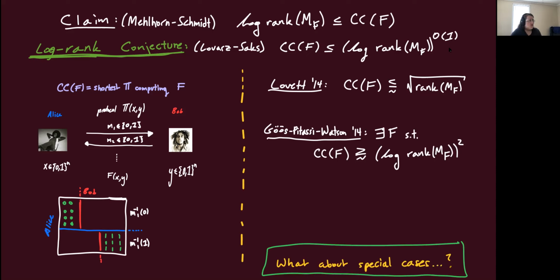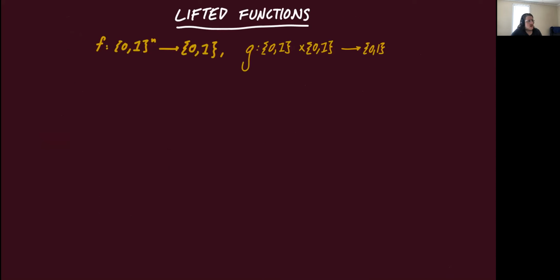Okay. So what we're interested in studying then, given this dearth of knowledge in the general case, is what about special cases? What if we place some types of restrictions on these matrices MF? So the types of special cases that we'll be interested in here are matrices which will be the characteristic matrices of lifted functions.